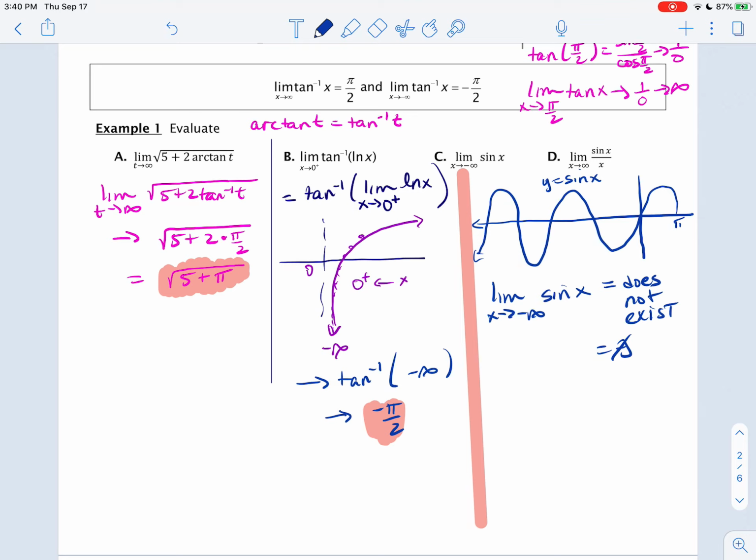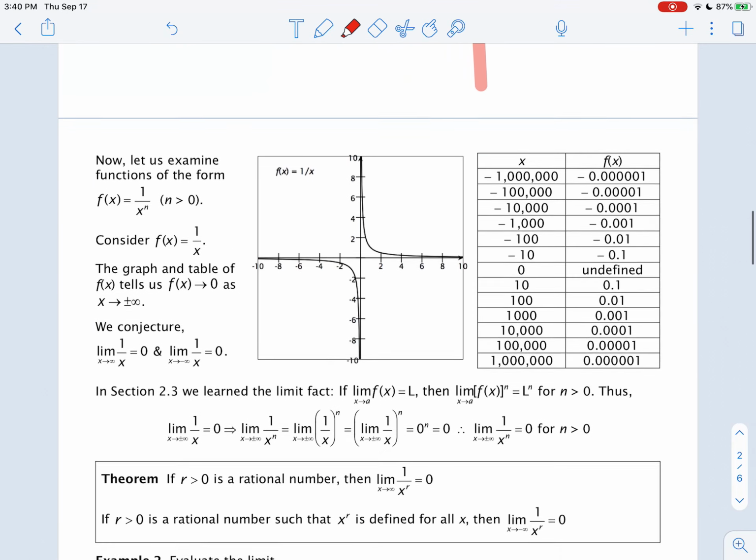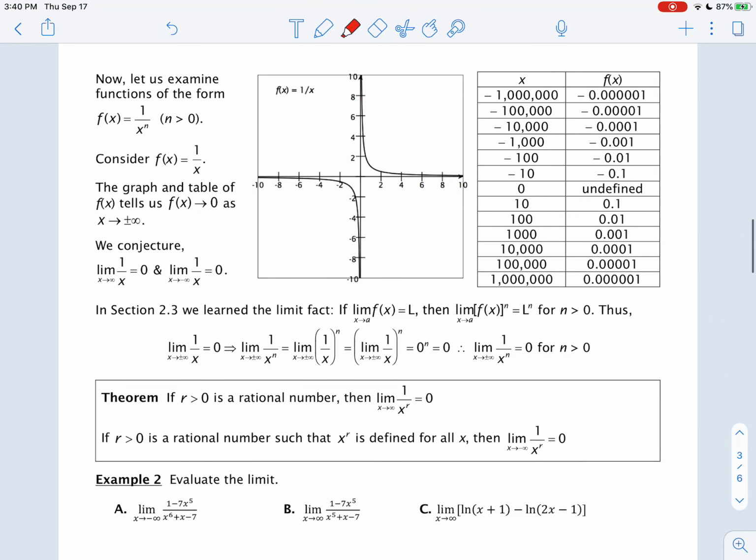I'm going to hold off on the limit as x approaches infinity of sine x over x, because I want to discuss how to calculate limits at infinity with rational expressions first. So I'm going to move forward here, and this is that introduction.